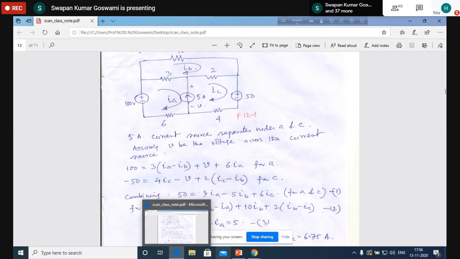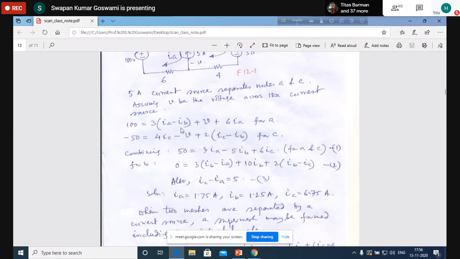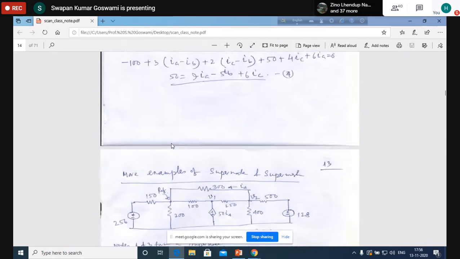Is it clear how we define and how to handle this type of situation when you encounter a super loop or super node? Okay. Is it clear?